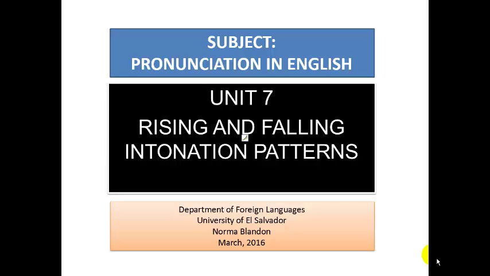I'm a teacher at the Department of Foreign Languages of the University of El Salvador. And this is a homework for a course that I'm taking with UNED Costa Rica. And the name of this homework is Simple Materials or Didactic Resources.